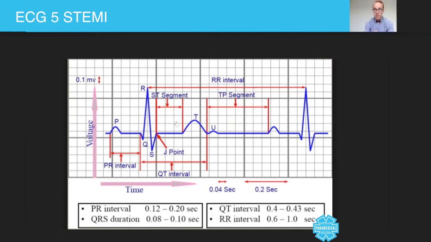Myocardial infarction, so STEMI. STEMI is what we know as an acute coronary syndrome that we've talked about before and that you have probably read about as well. So let's talk about that in a little bit more detail.